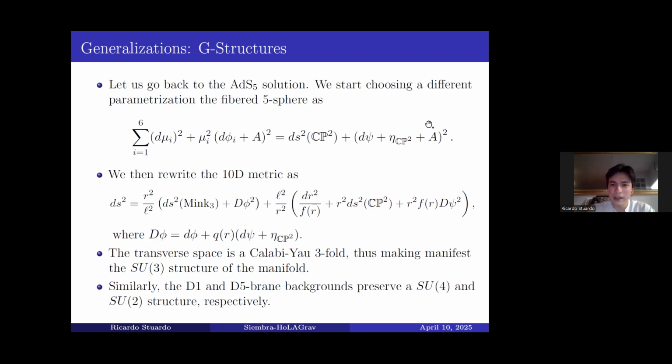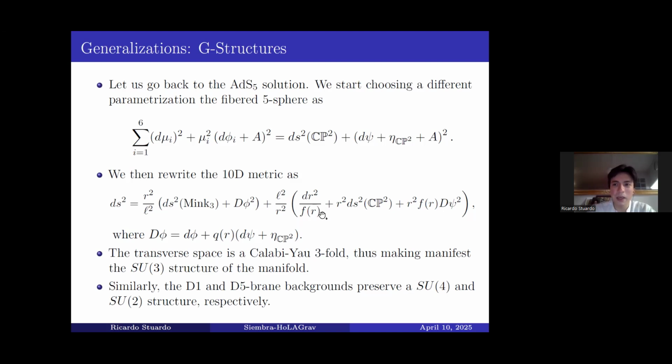And the point is that when you write the metric like this, you can also complete some squares, such that now you move this gauge field from psi to phi, the field theory circle. And notice that now the F is not in the field theory circle, it's rather on the sphere circle. It might seem silly to do this, but what this does is that it makes manifest that all of this transverse space is a Calabi-Yau. And because it's a Calabi-Yau, it preserves an SU3 structure.